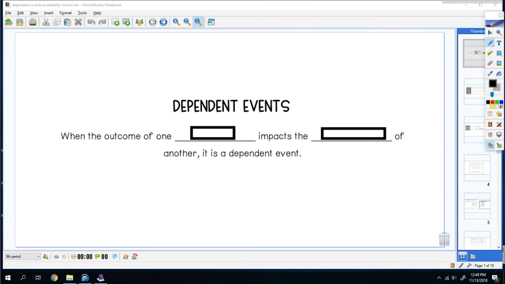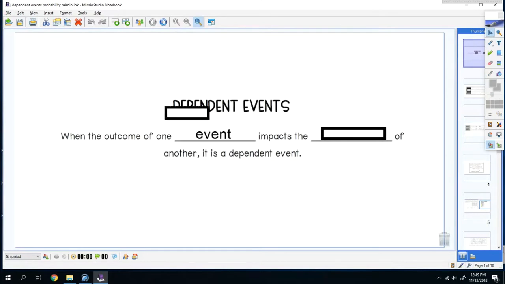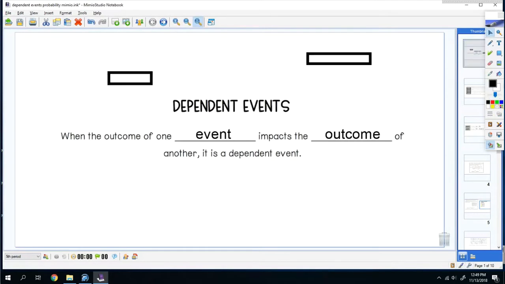So today we're going to be doing dependent events. Yesterday we did independent. Today we're doing dependent, and I'll explain what that means. It's when the outcome of one event impacts the outcome of another. It means that the probability of the first one affects the probability of the second.